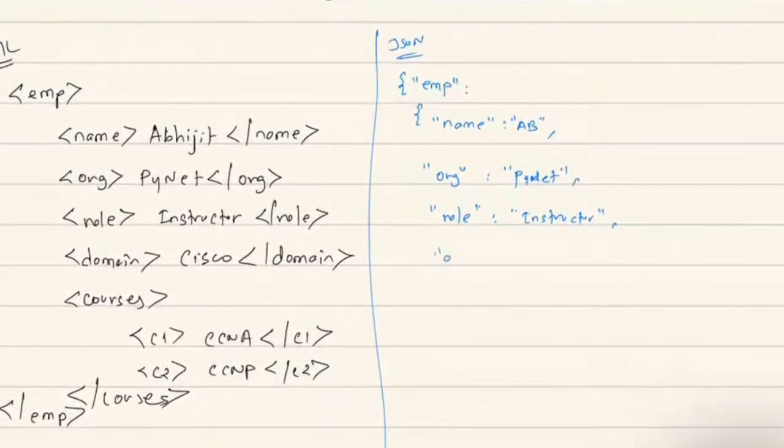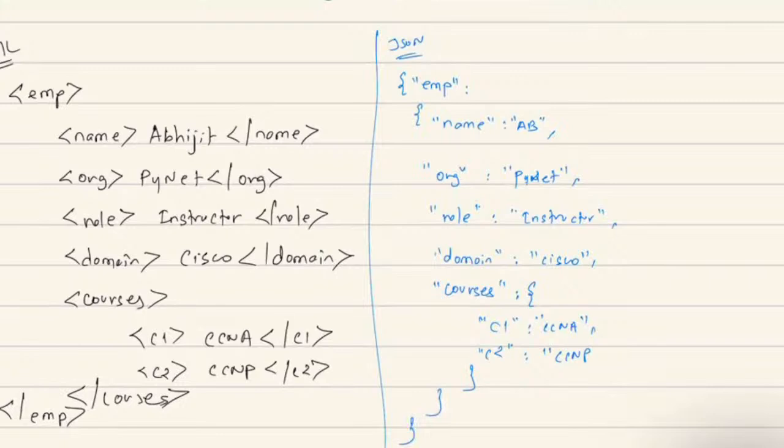and I specify domain as CISCO, and then I say my courses. Now courses have other things, so I create another dictionary there. I specify my course 1 is CCNA, and then I say my course 2 is CCNP. Then I close my courses dictionary, and I close my employee dictionary this way. This is how data can be written in an easier way.